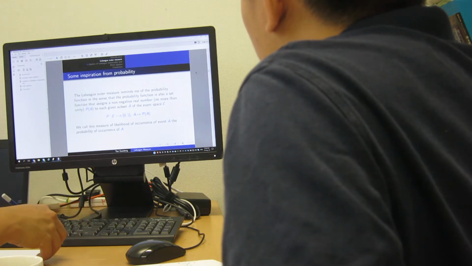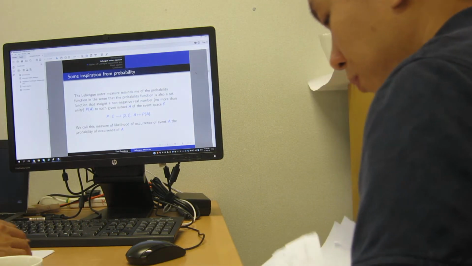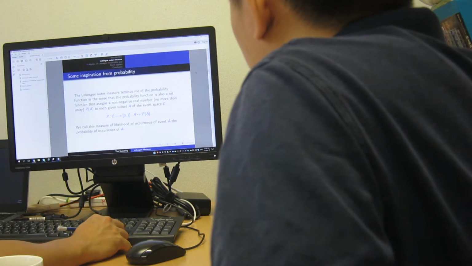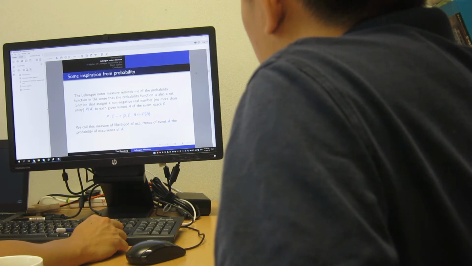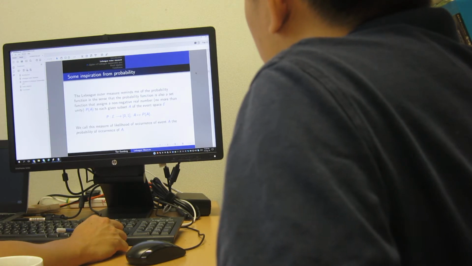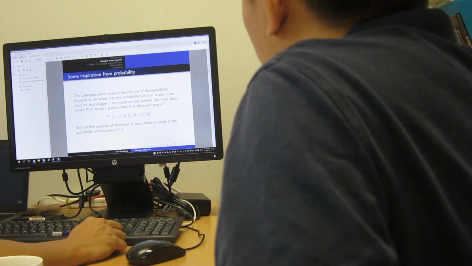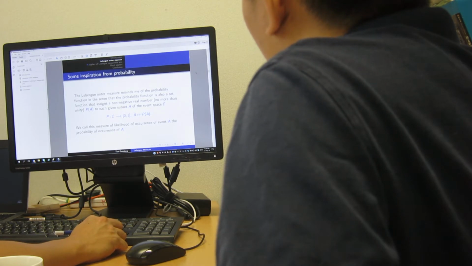Now, before we continue, we draw some inspiration from probability theory. The Lebesgue outer measure reminds me of the probability function, in the sense that the probability function is also a set function which assigns a non-negative real number, which is no more than 1. This number is denoted by P of A, to each given subset A of an event space epsilon. You can imagine that P is a function from the domain of the event space to the real numbers between 0 and 1. We call this measure of likelihood of occurrence of event A the probability of A.